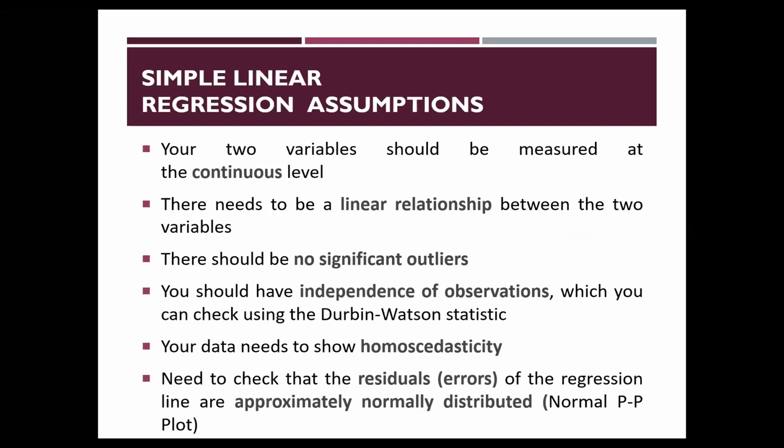So one important assumption is that the variable should be measured at a continuous level. I told you it's a linear regression we are talking about. Whenever we talk about a linear relationship, both the variables, the outcome and the predictor (the independent variable), have to be continuous. Then there should be a linear or straight line relationship. It cannot be curvilinear. That's very important. Then there should be no significant outliers.